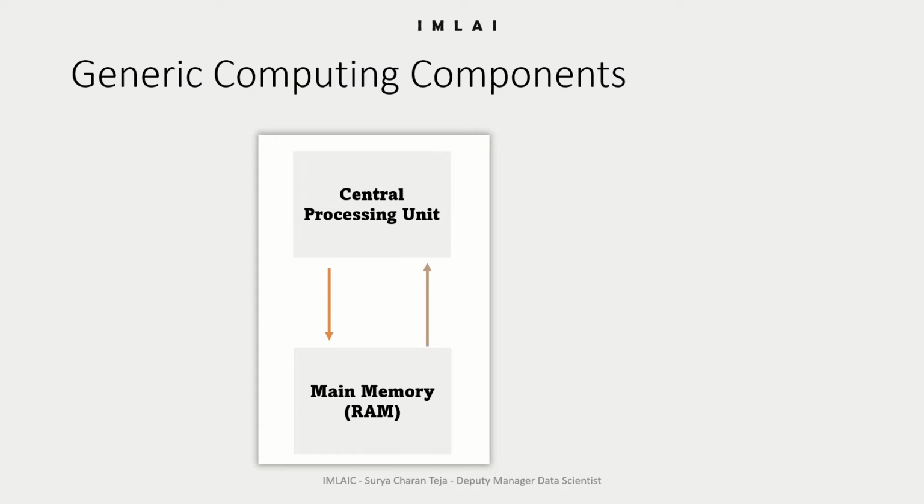But how does this processor or RAM communicate with the external world? Without communicating with the external world, you cannot take instructions, you cannot take orders. Then how can you serve those orders? For that we use input and output devices. Our keyboard and mouse are input devices, and our output devices are our display or screen, or printer.